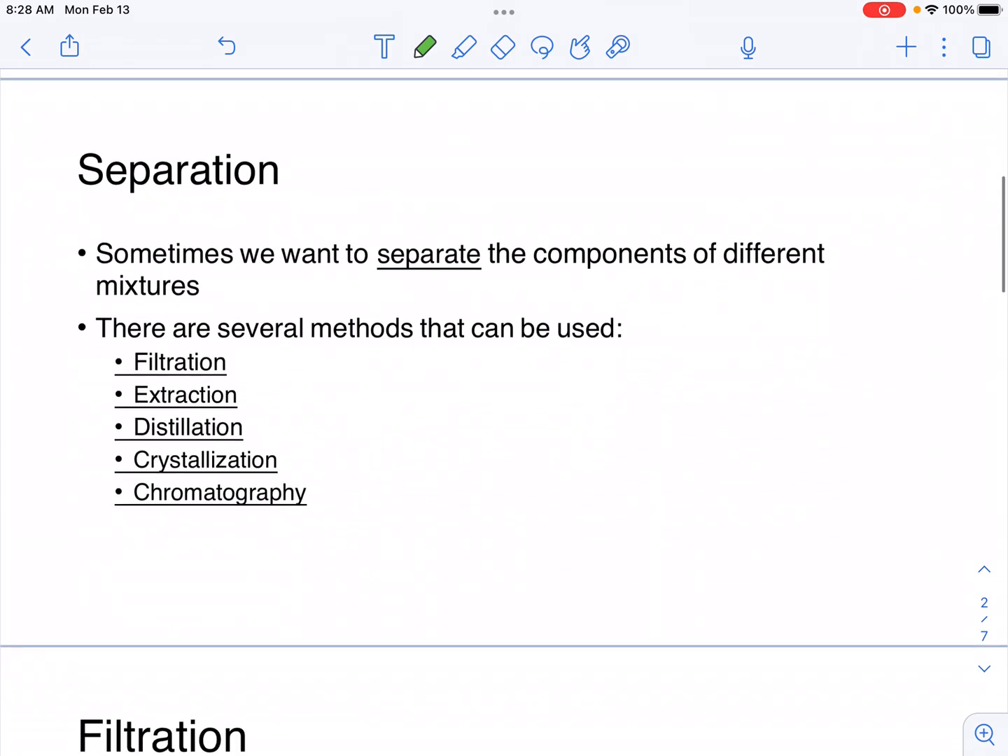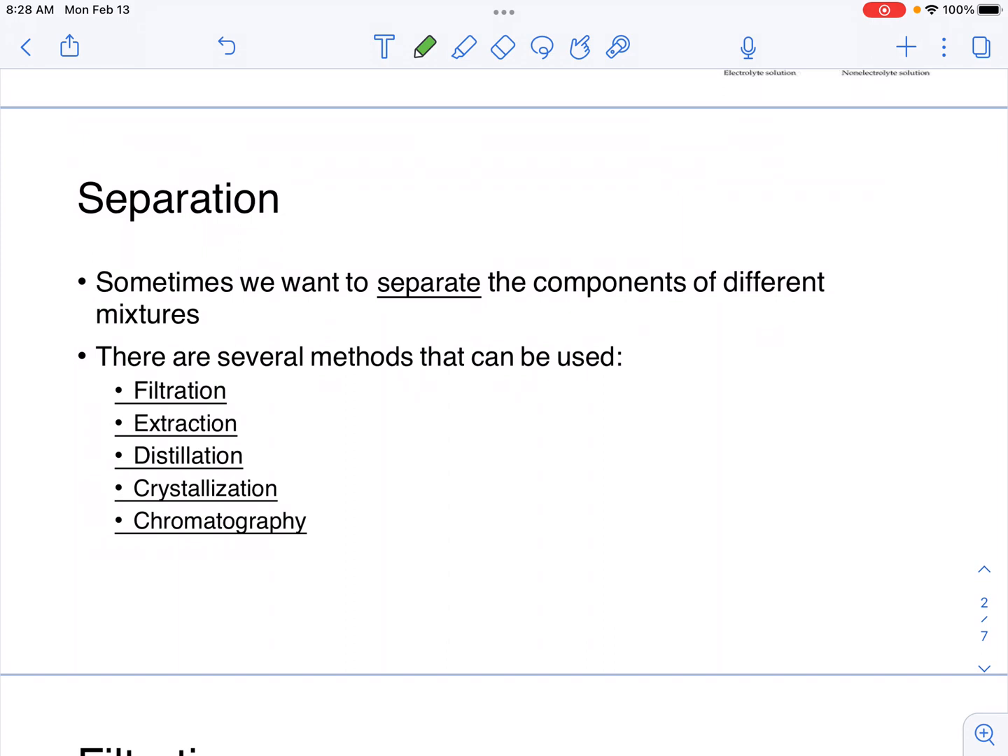So the reason we looked at that is because sometimes we want to separate the components of different mixtures. We're going to do this a little bit in class. We're going to do this a little bit further down the road as well. So when we want to separate the components of different mixtures, there's several methods that we can use, which are summarized here. Those are listed down in your notes. We're going to go into each in a little bit more depth, but filtration, extraction, distillation, crystallization, and chromatography.